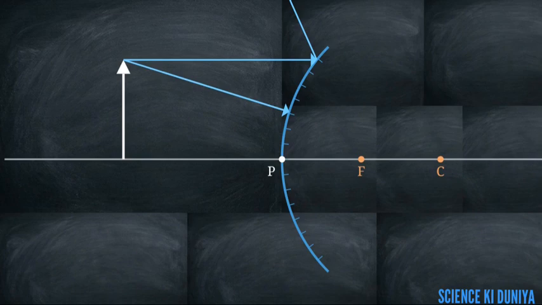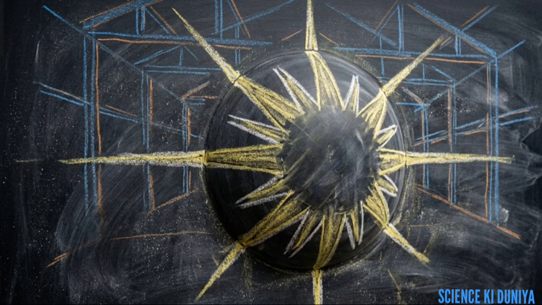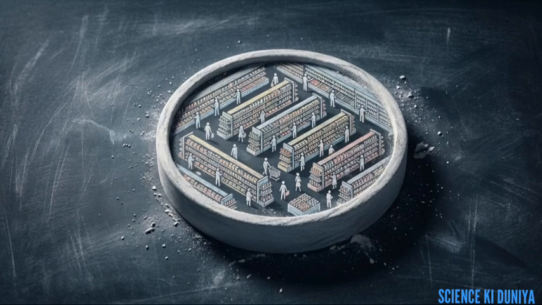Move the object to any physical distance. The parallel and center rays bounce outward, but tracing them back forces an intersection between the pole and the focus. The result is always a tiny, upright arrow behind the mirror. Because the outward curve always scatters light, a physical intersection in front of the glass never happens. You get a wider field of view, but the image is permanently locked as a miniature virtual projection.